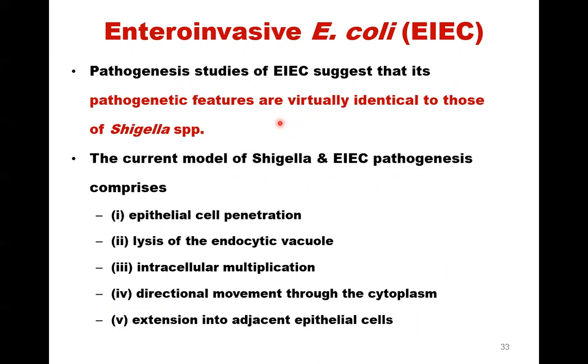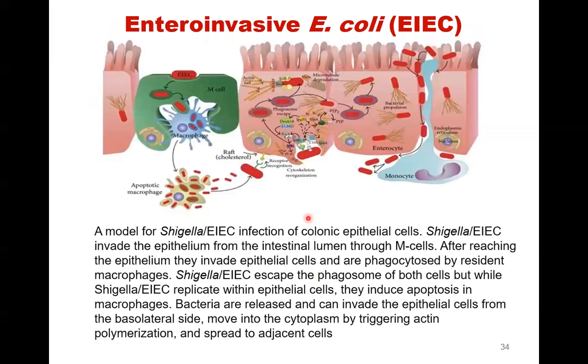And the current model of pathogenesis involves these steps. You have epithelial cell penetration, lysis of the endocytic vacuole, intracellular multiplication, directional movement through the cytoplasm, and extension into adjacent epithelial cells. And this is what is explained here in this diagram. In terms of invasiveness, the organism may invade through the M cells, okay? Or you can have white blood cells finding their way between the epithelial cells.